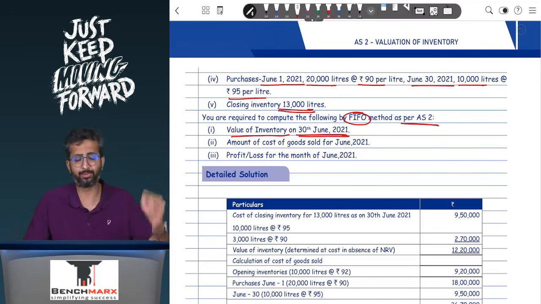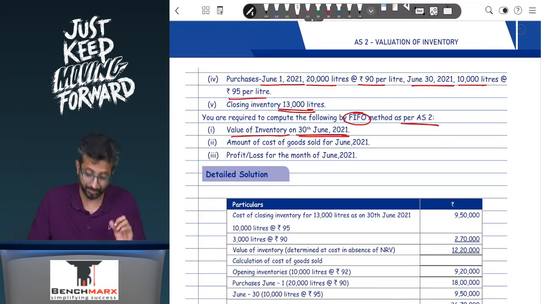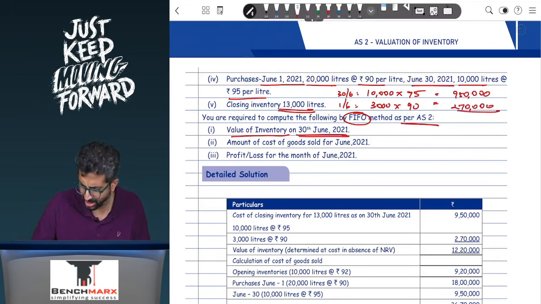Now, if it is FIFO, first in first out, your inventory which was purchased first was sold first, and hence your inventory of 13,000 will be made up of the most recent units. That is on 30th June you had purchased 10,000 units, that will very well be a part of your inventory at 95. And then on 1st June you had purchased 20,000, out of which 3,000 would still be unsold at the rate of 90. So if you look at my inventory, this is going to be 9 lakh 50 and 3,000 into 90, so this should be 2 lakh 70. And hence 9 lakh 50 and 2 lakh 70, your inventory is 12 lakh 20. This is your closing stock, 12 lakh 20.